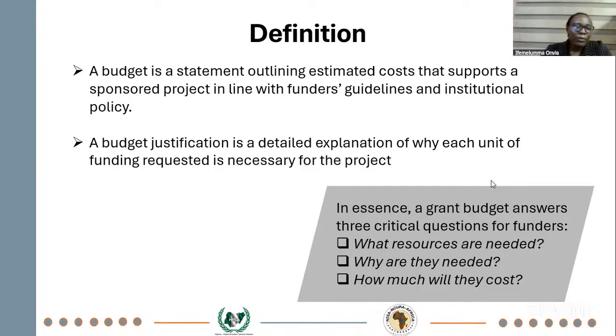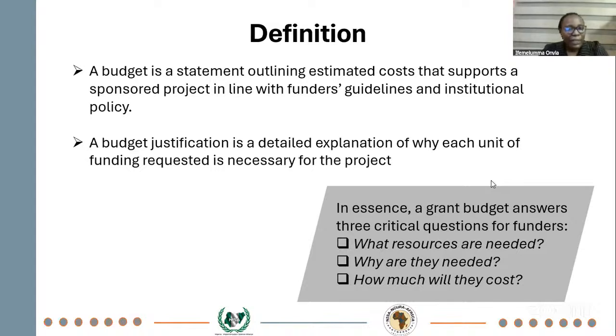Then we'll not move ahead without pointing out what a budget justification is. A budget justification comes from a budget. It is a detailed explanation. It goes into detail to add flesh to that cost, those figures you have. The justification explains it better.